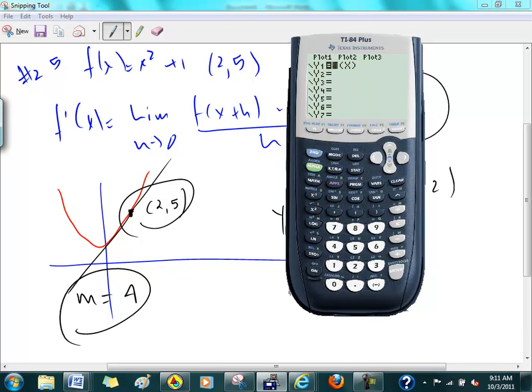Okay, so you're going to put in x squared plus 1, right? Then you're going to go math, number 8, I believe, and deriv. Your equation is in y1, so you're going to go y-vars, function, y1. You're going to differentiate with respect to x, and you have a particular point at which you want the derivative, whose x value is 2. What should your answer be?